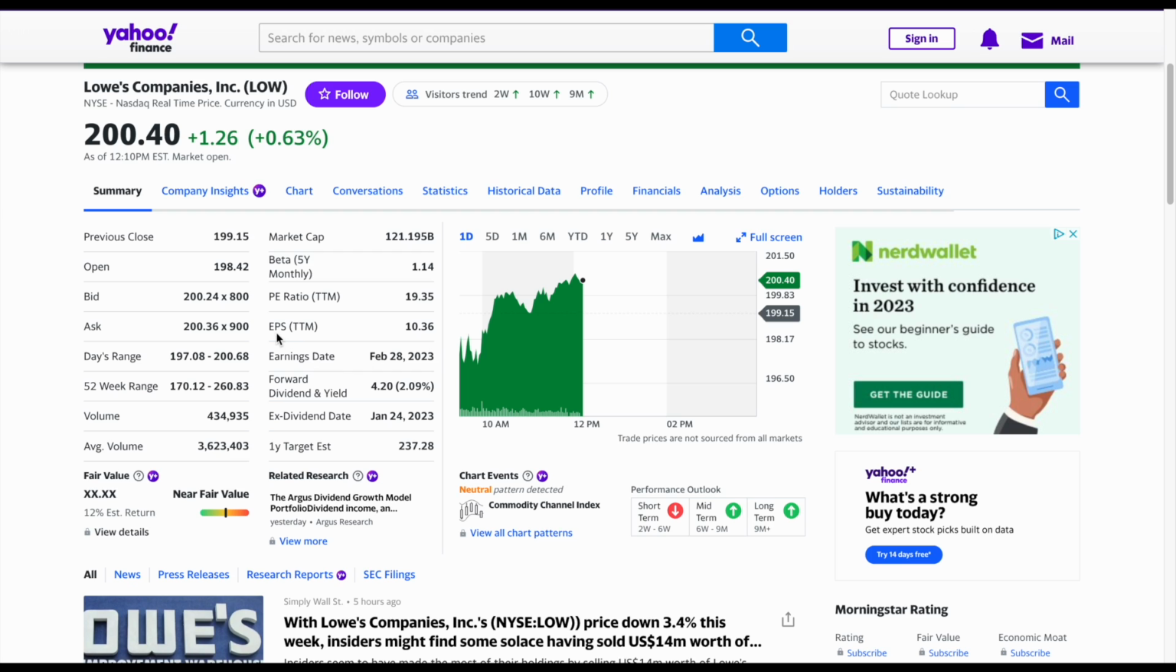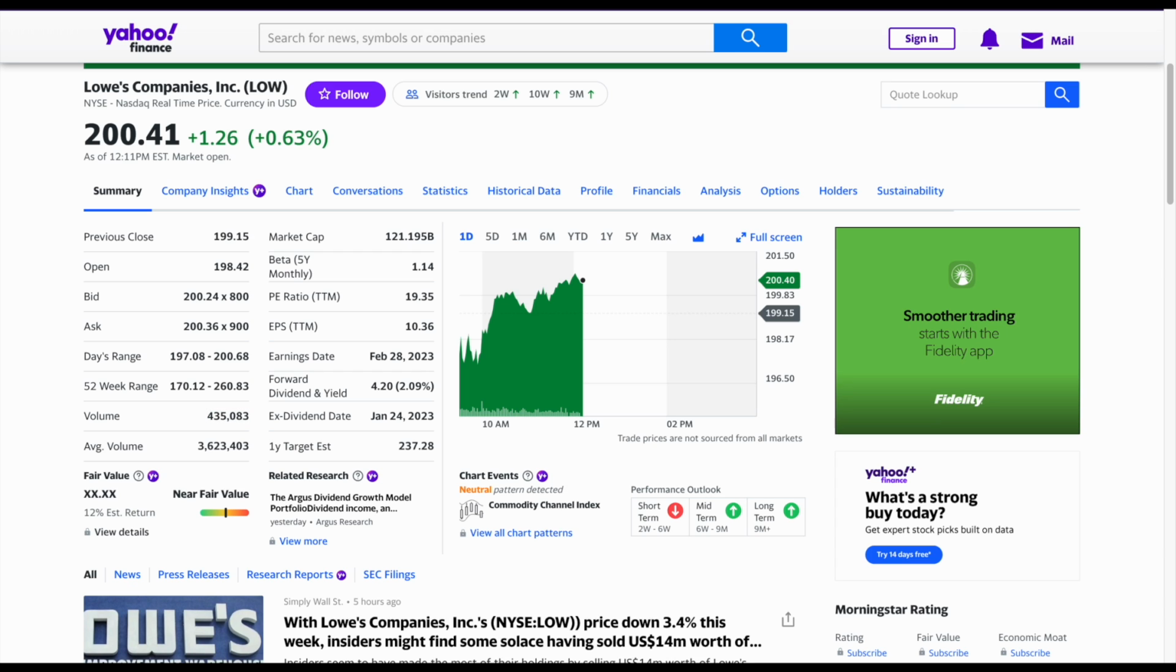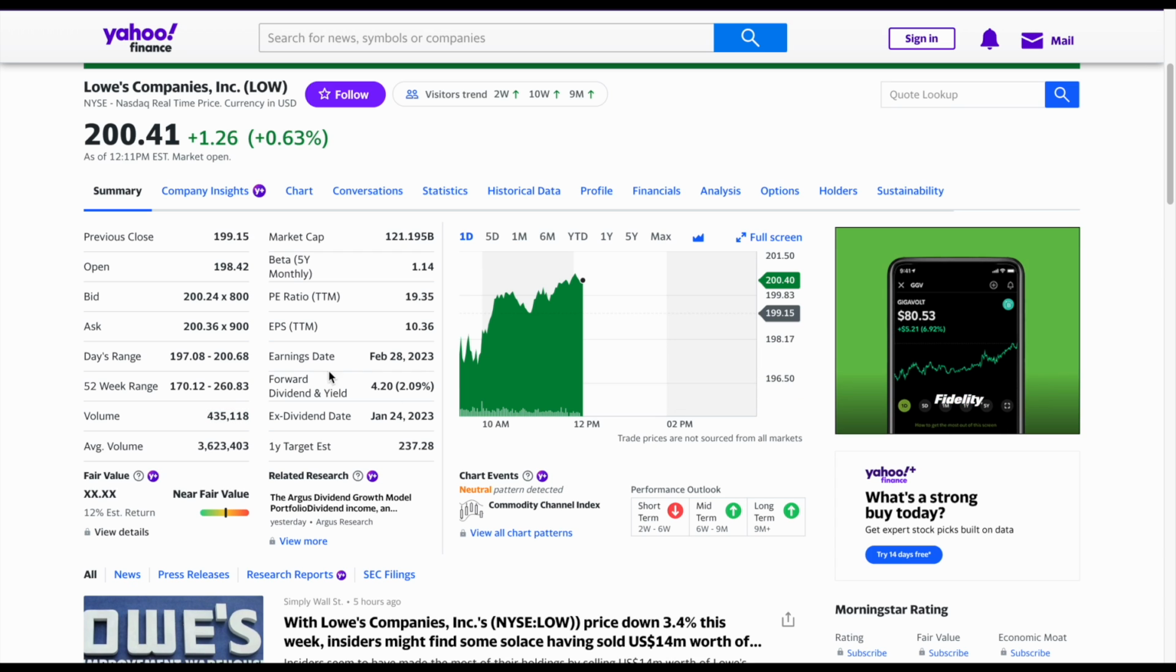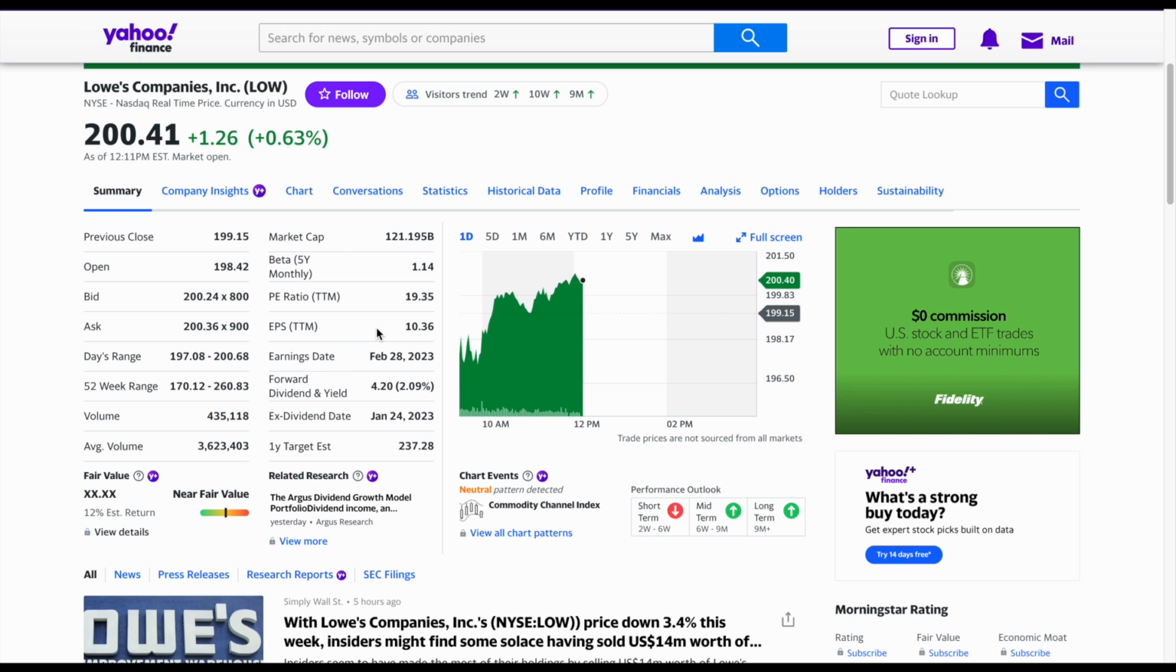Now, the next number that we have is our EPS, which stands for earnings per share. Earnings per share is a company's net profit divided by the number of common shares it has outstanding. EPS indicates how much money a company makes for each share of its stock. So that's definitely a very important metric that you do want to understand.